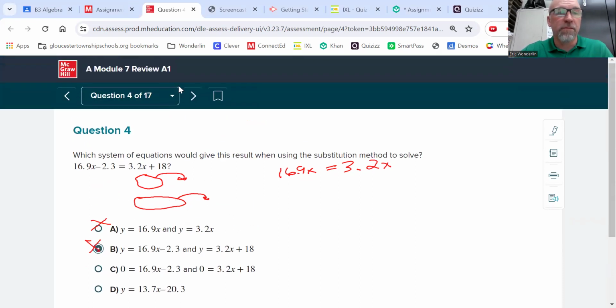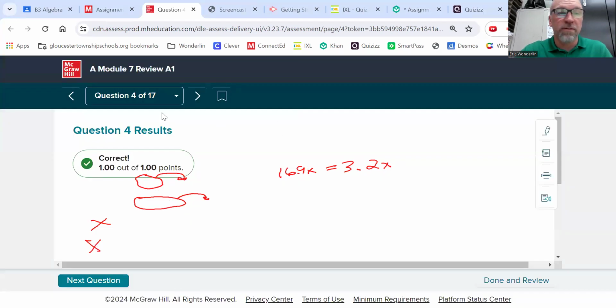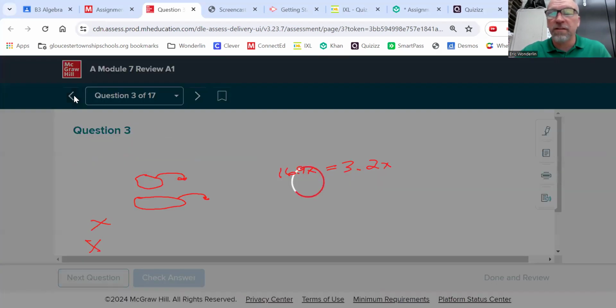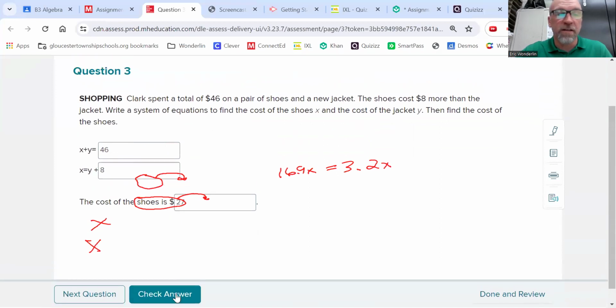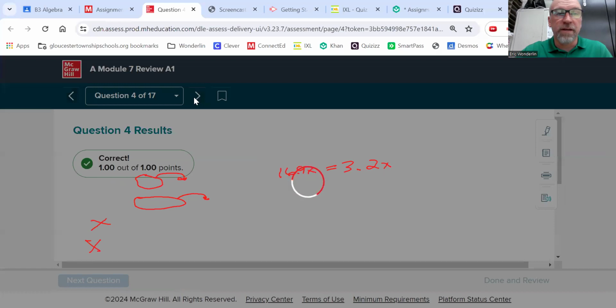Okay? Oh, wait. I forgot to check the last one. You want me to go back and check it? Get the satisfaction of seeing the green check mark? There you go. All right, let's skip ahead to number 5.